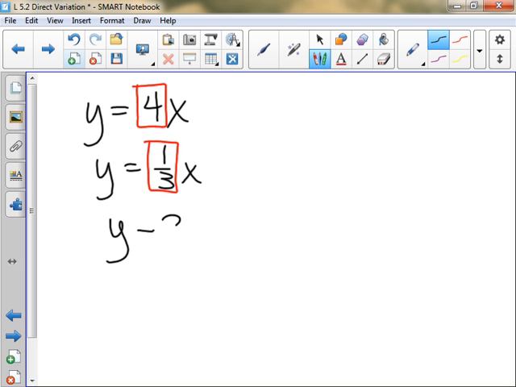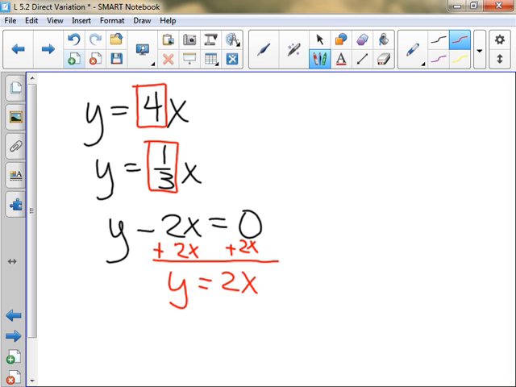Y minus 2x equals 0. Direct variation or not? Well, in the way it's written, it doesn't look like it, but if you add 2x to both sides, you get y equals 2x. That is a direct variation problem. 2 is the constant of variation.